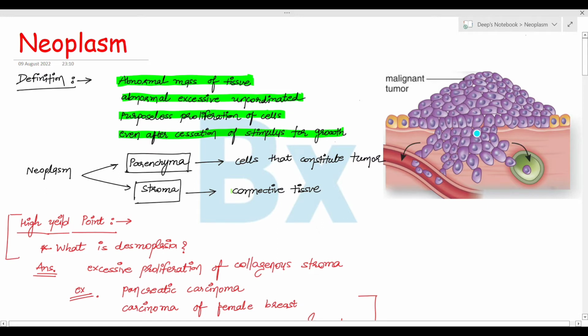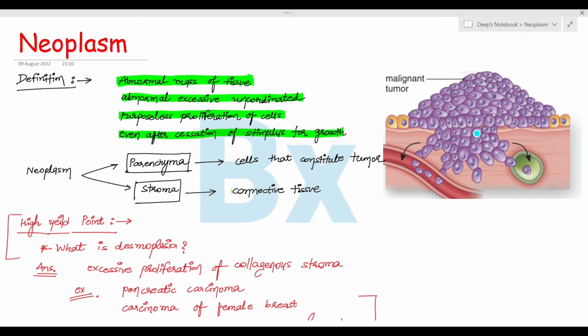So what is the literal meaning of this? The meaning is, the neoplasm is an abnormal mass of tissue. क्यों हो रहा है abnormal mass? Because of abnormal, excessive, uncoordinated proliferation. अगर coordinated होता तो normal growth होता. This is an uncoordinated growth. So because of uncoordinated growth, it will become neoplasm. Second thing, it is a purposeless proliferation of cells, even after the cessation of stimulus for the growth.